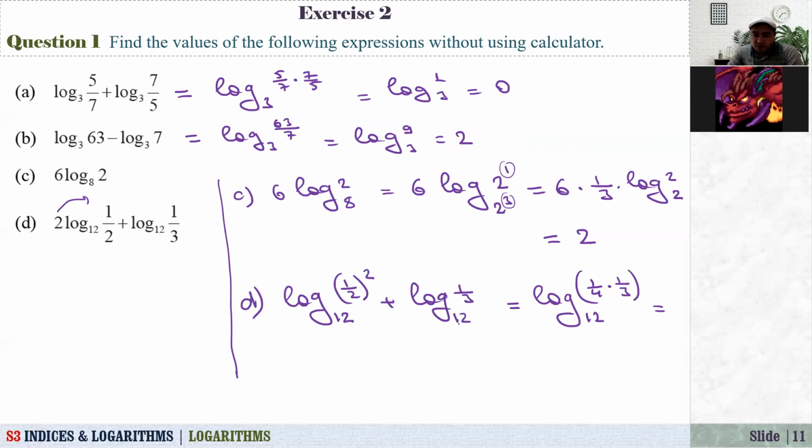So 1 over 4 times 1 over 3, that's equal to 1 over 12. So the value of this thing is equal to 1, because 12 to the power of 1 is equal to 1 over 12. No. Sorry. 12 to the power of what number is 1 over 12? That is negative 1, because 12 to the power of negative 1 is equal to 1 over 12.